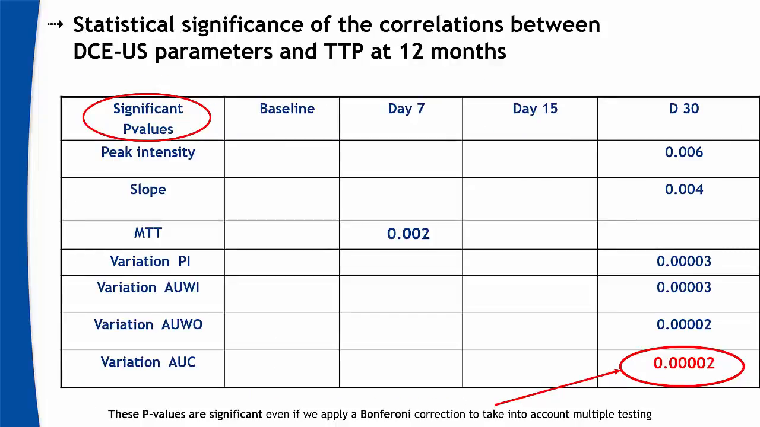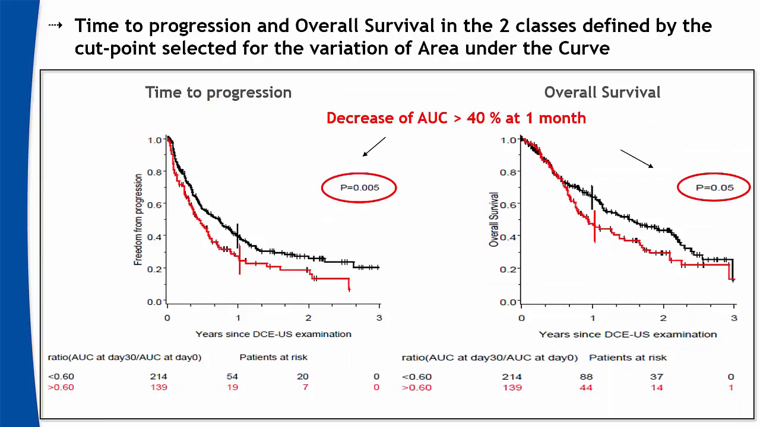Concerning the validation of biomarkers, we confirmed the area under the curve with a significant value, and the timing is at 1 month. Using the ROC curve, we determined the cutoff, which is a decrease of 40% of the area under the curve at 1 month. With this cutoff, we are able to demonstrate a correlation with progression-free survival and, for the first time, a correlation with overall survival.